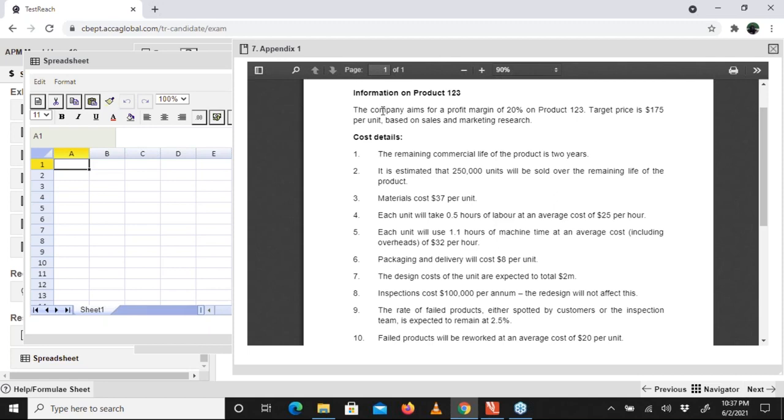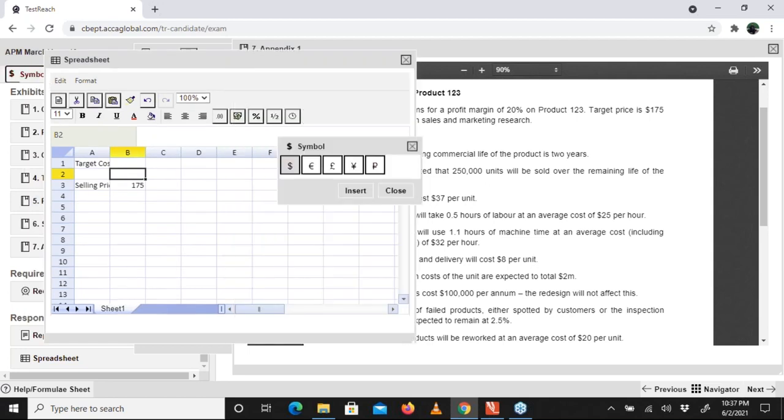Now see, the company aims for a profit margin of 20% on product 1, 2, 3. The target price is 175 per unit based on sales and marketing research. So if I am going to do the calculation of target costing, what am I going to do? I'm going to say that the expected selling price will be 175. You could probably insert the dollar symbol here.